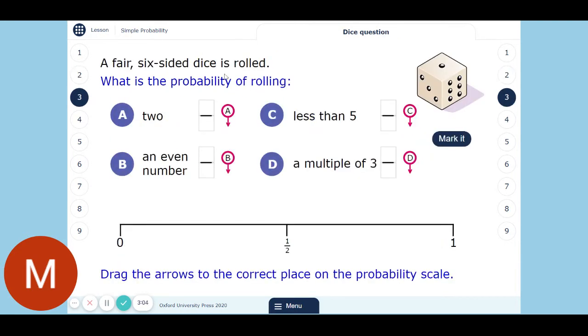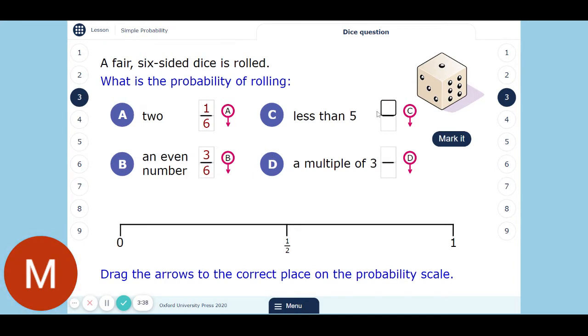Okay, so we got a fair, 6-sided dice. We talked about fair and unfair in the last lesson. Probability of rolling a 2. Well, there's 1 2 on the dice out of 6 numbers, so it's 1 out of 6. An even number, so that's 2, 4, or 6. There's 3 of them out of the 6. We could simplify that to a half if we wanted, but I don't feel the need to.